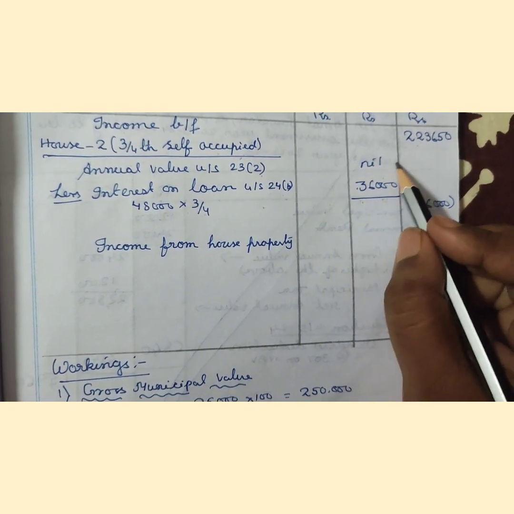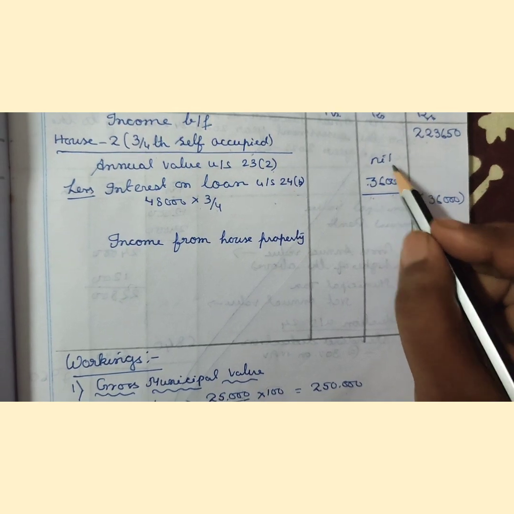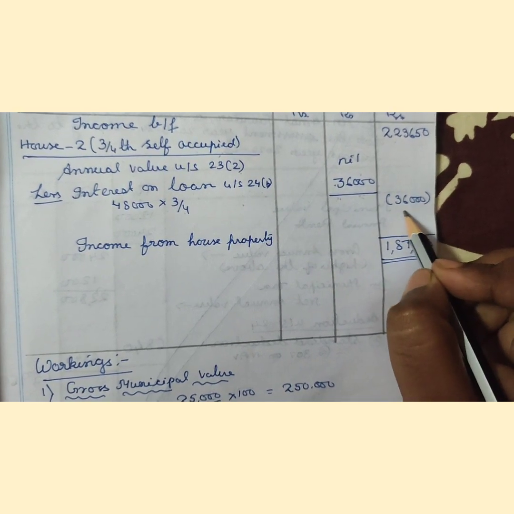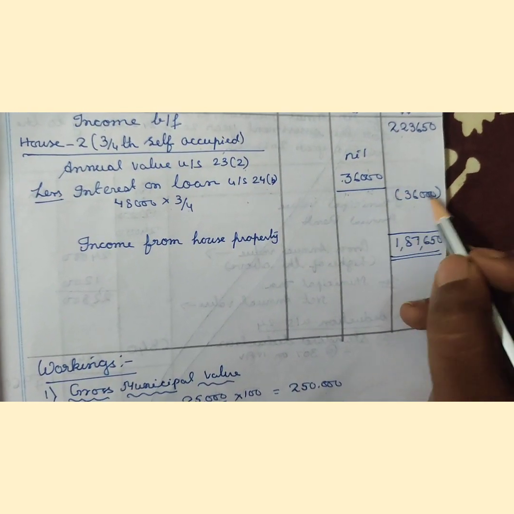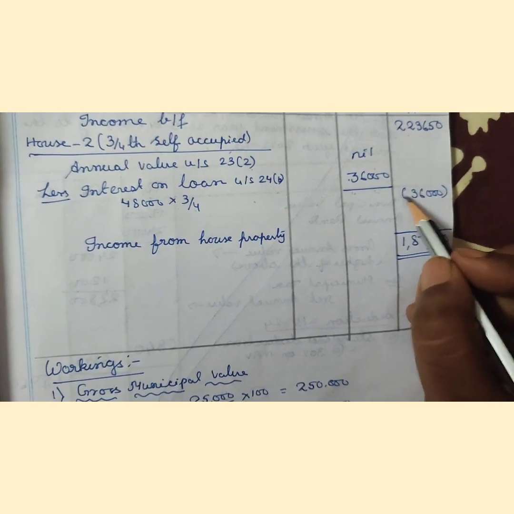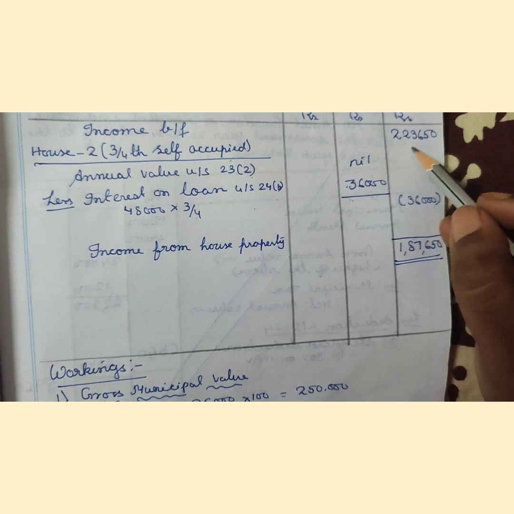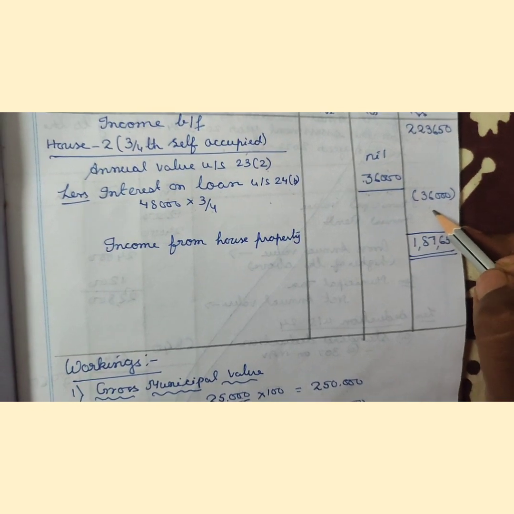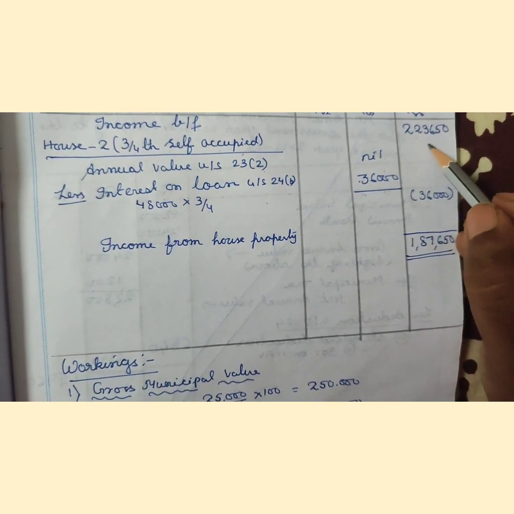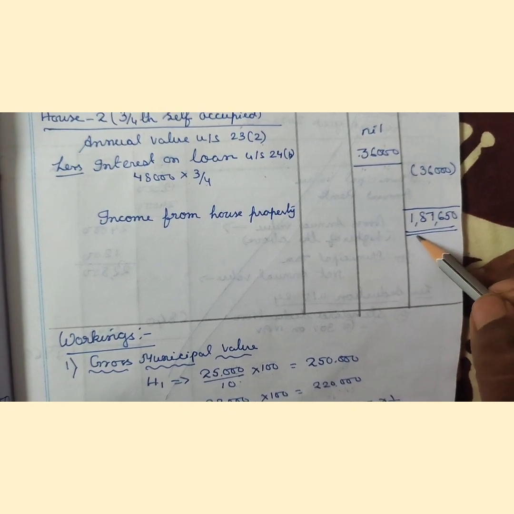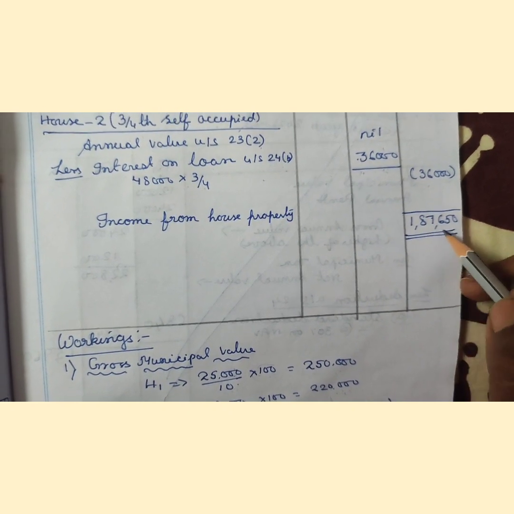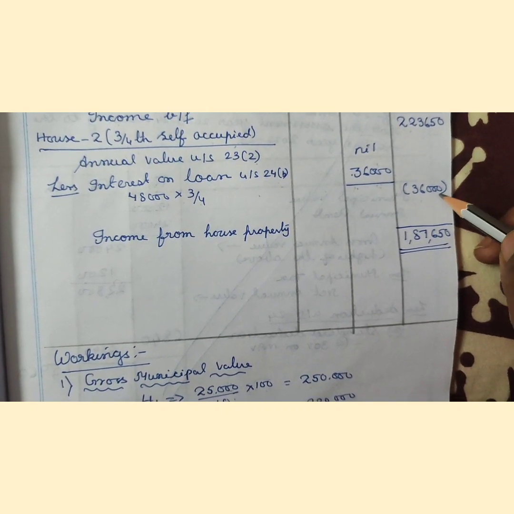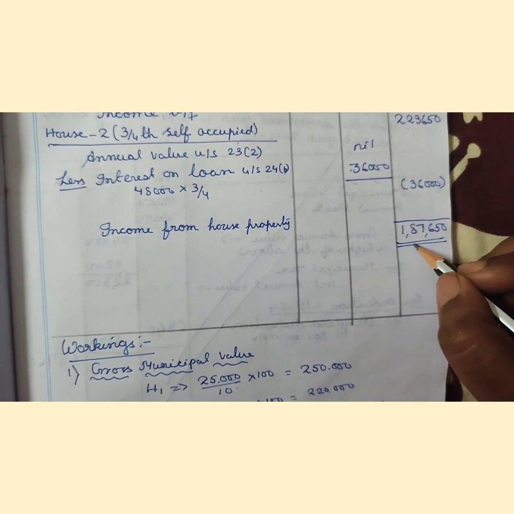And from zero, nil meaning zero, from zero we are deducting this 36,000. So income from the 3/4 part of the second house is negative 36,000, which I denote in bracket. You can give minus sign also. Now this is the income from the first house and first part of the second house, and this is the loss. So after deducting this loss from this income, we get the income from house property, that is 1,87,650. From this 2,23,650 we are deducting 36,000 and it came to 1,87,650.